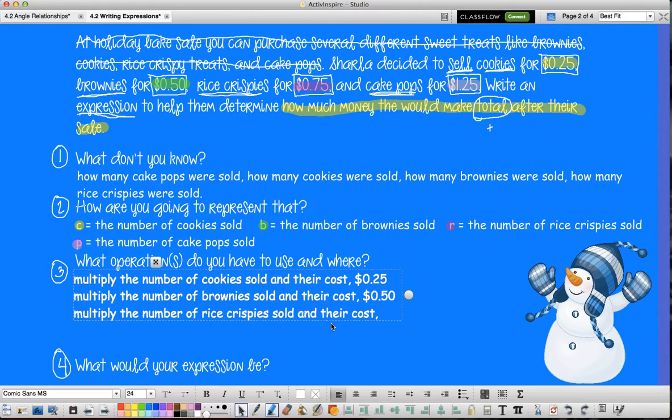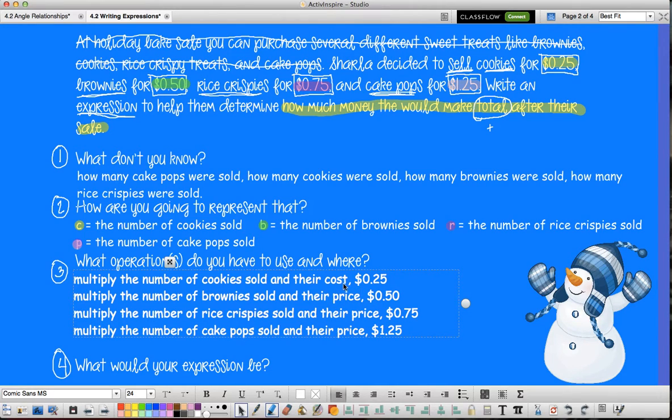And their cost in this case was 75 cents. And multiply the number of cake pops sold and, I shouldn't say cost, I should say price, because cost implies what I had to spend on them or what Charla had to spend on them. So $1.25. And let's change this to price because that actually is what that is. It's the price that they are selling them to you for.